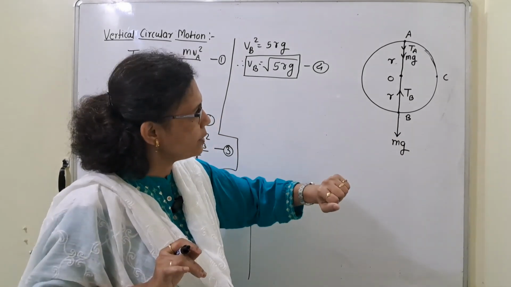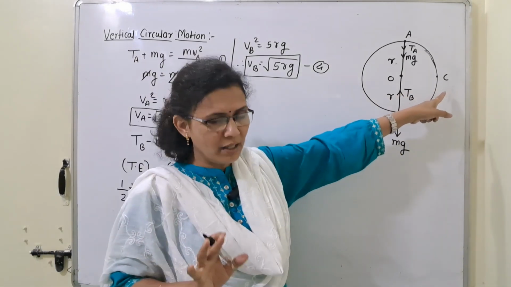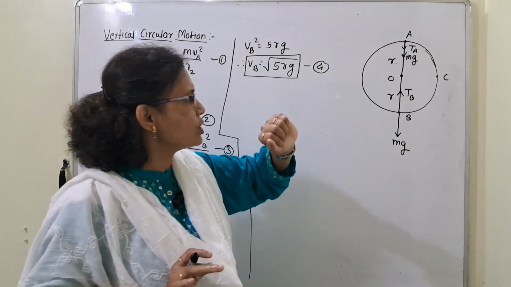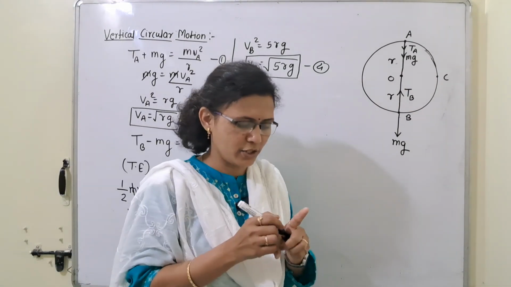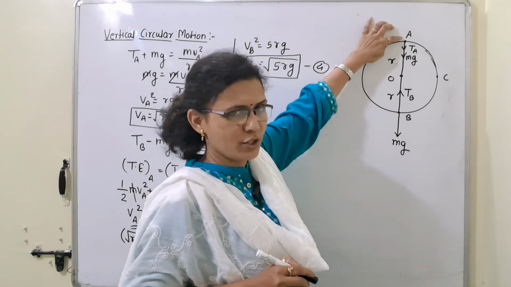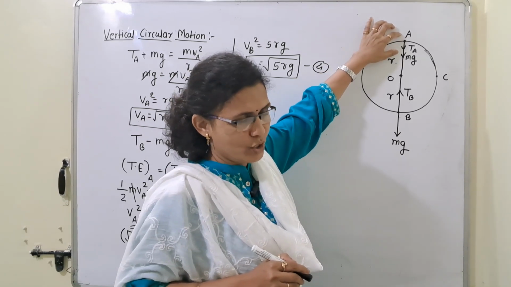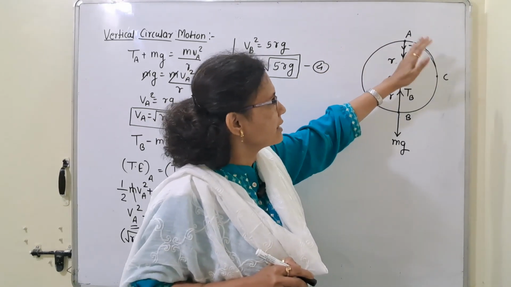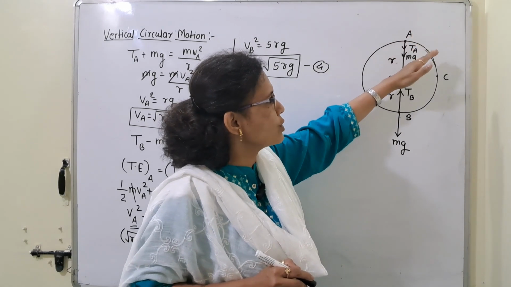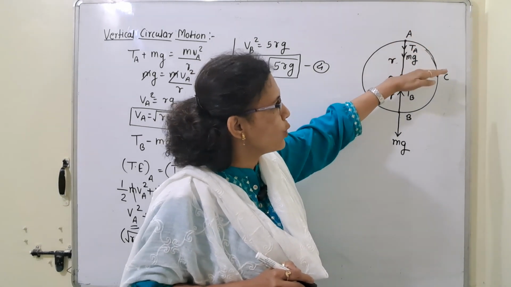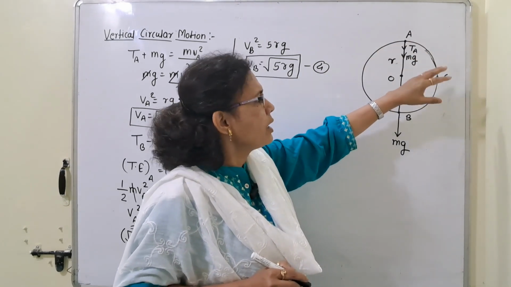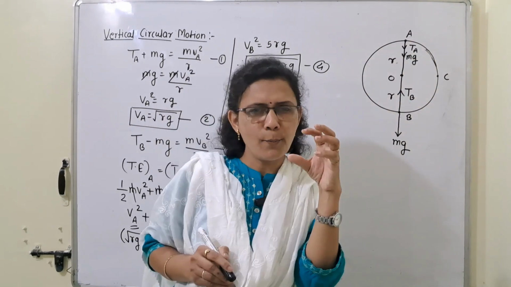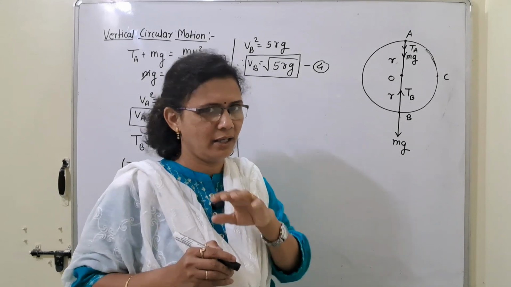Okay, now the remaining position is C. At the middle position, what will be the situation? There will be some amount of kinetic energy and some amount of potential energy. Here the maximum is the potential energy and minimum is the kinetic energy. When this body comes down, the kinetic energy goes on increasing and potential energy goes on decreasing because height goes on decreasing. Therefore, at point C, there will be some potential energy and some kinetic energy.